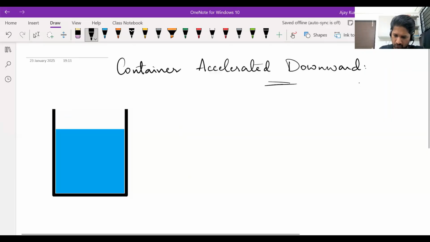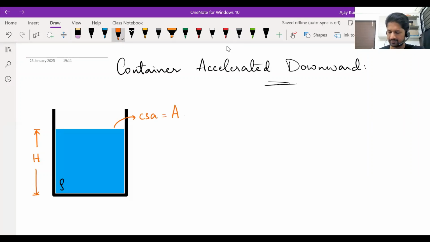Consider a container as shown, which is filled with a liquid of density rho, and assume the liquid is filled up to a height h, or okay, let's call it capital H, from the base. And assume the cross-sectional area of the base or the upper surface, okay, assume its cross-sectional area is capital A.